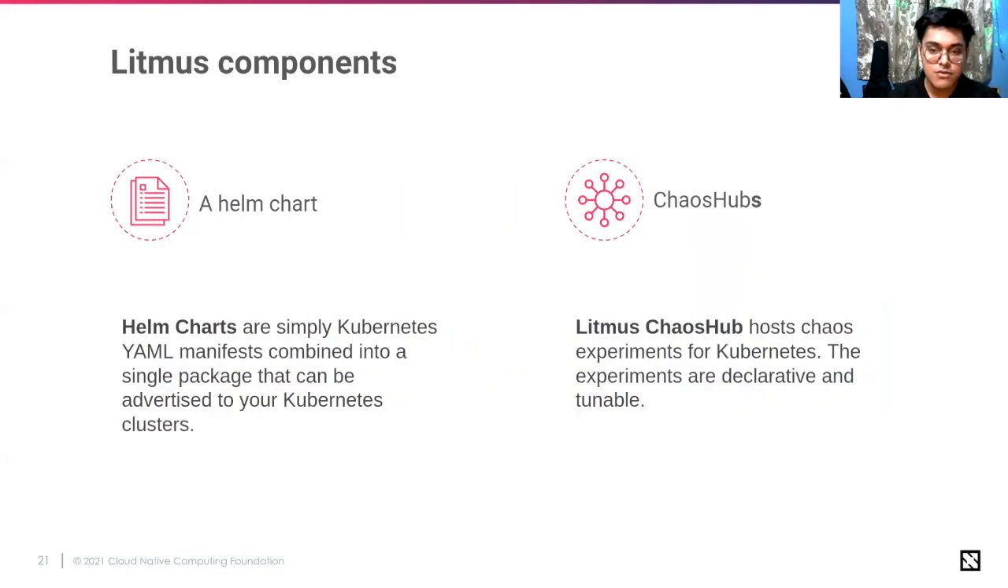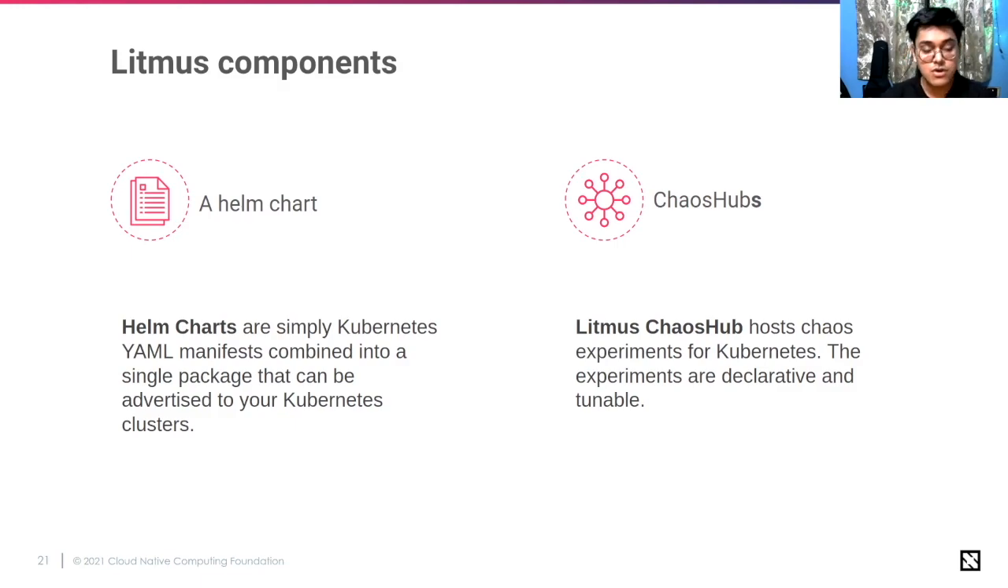Now, typically, how would you install Litmus and how would you use it? There's a Kubernetes manifest already out there for you to install Litmus, which is pretty simple. You can just apply the manifest and it will be installed. Also, there are Helm charts available, so you can download the particular Helm chart of Litmus and use it. And of course, there's a concept of Chaos Hub, which I'll talk about in a bit.